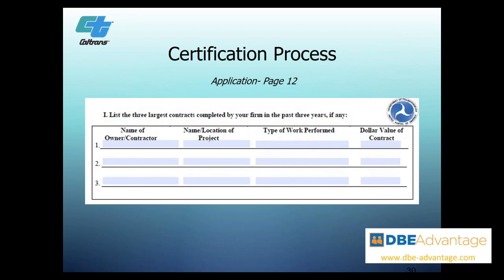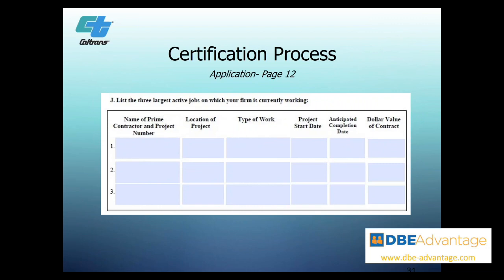So now here, if we have been in business for some time, we want to make sure you describe your 3 largest contracts completed by your firm in the last 3 years. If you have not completed any contracts in the last 3 years, for example, you just recently started your business, then you need to describe any work that you currently have in this section. Moving on to listing the 3 largest active jobs on which your firm is currently working. These are current jobs as opposed to completed jobs. And again, if you don't have at least 3, then you describe the projects you currently have.